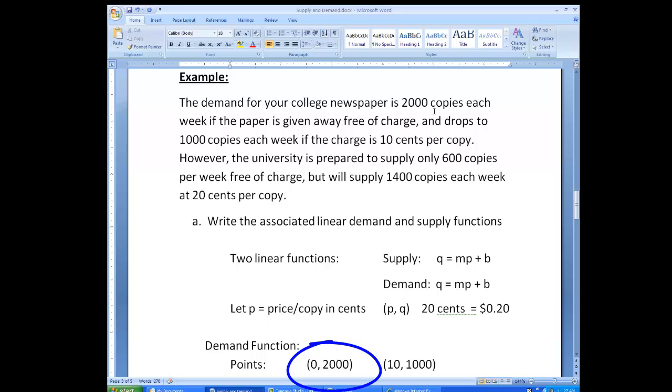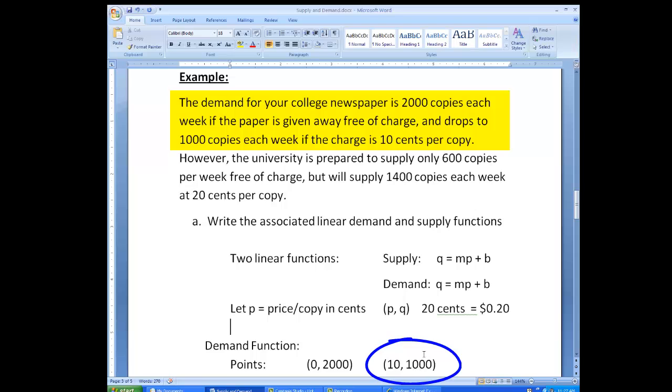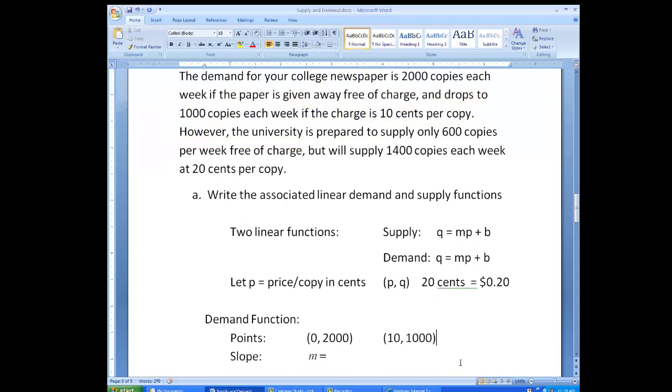In the second half of the sentence, it says that the demand drops to 1,000 copies each week if the charge is 10 cents per copy. So our price is 10 and our demand, our Q, is 1,000. Now notice that the order that they give you these numbers in the sentence is exactly opposite how they're written in the ordered pair. So sometimes it's opposite, sometimes it's not. You have to be careful to watch for that.